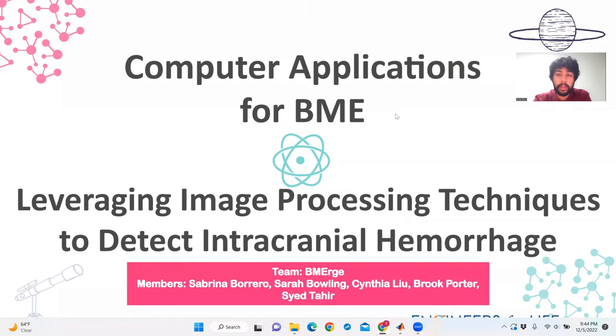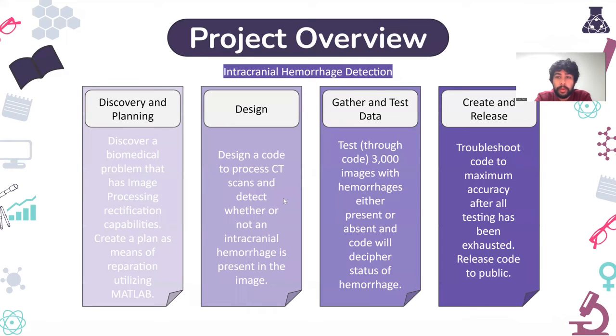Hi, my name is Saeed Tahir, and I'm a member of Team BMErge, where we leveraged image processing techniques to detect intracranial hemorrhage. So we took a data set of hundreds of thousands of CT scans of the skull, and we analyzed them to see if we could develop algorithms that take certain features of these images and detect whether or not there's a hemorrhage present in them.